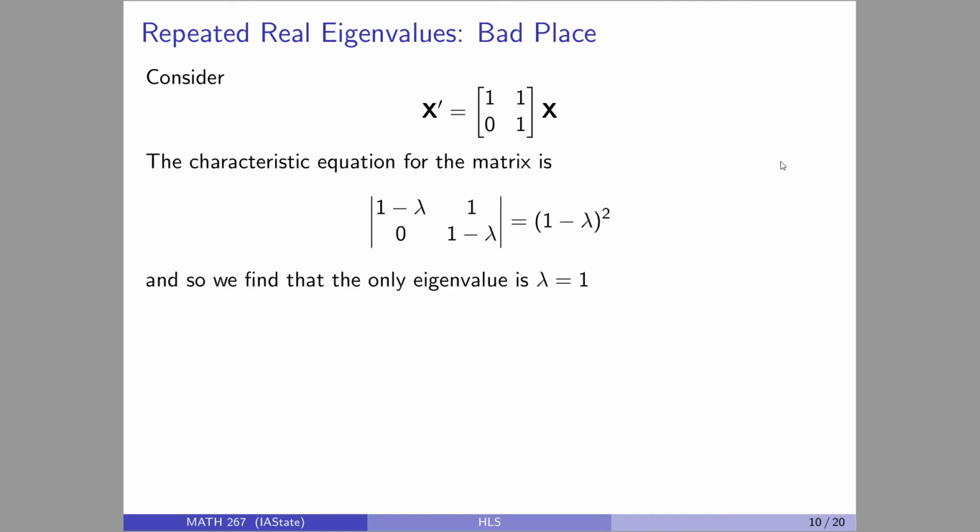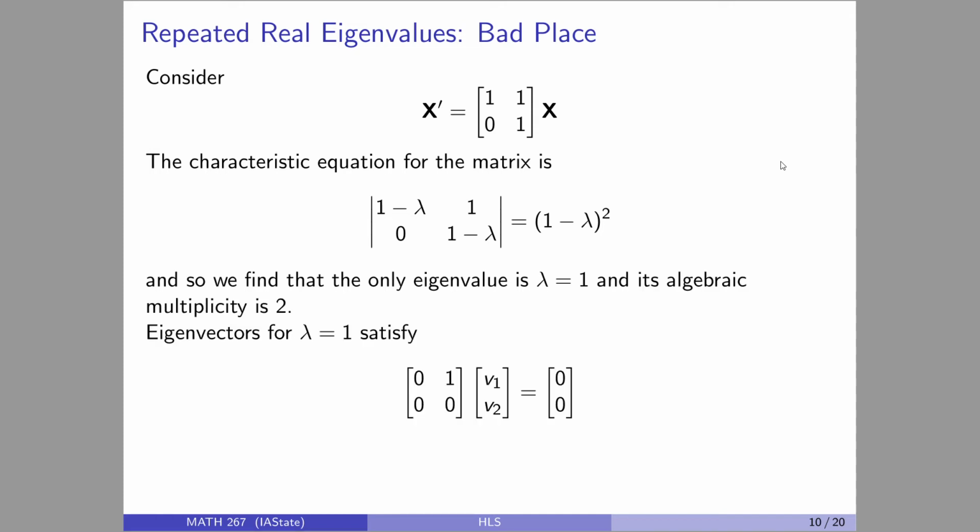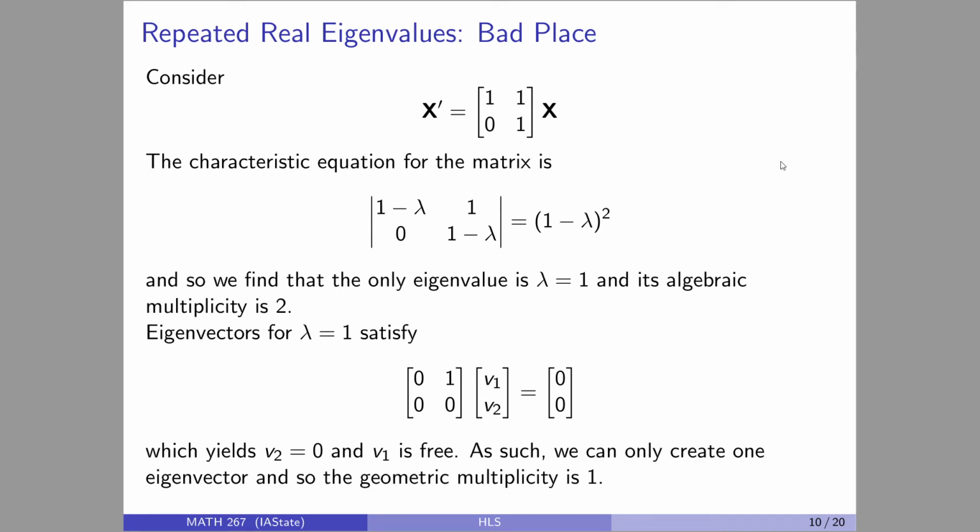Again, we find that the only eigenvalue is lambda equal to 1, so the algebraic multiplicity here is 2. But now when I go to find the eigenvectors, I find that only one variable is free, v1 specifically. So we can only create one eigenvector. That means the geometric multiplicity here is strictly less than the algebraic. So here's an example of the strict inequality.